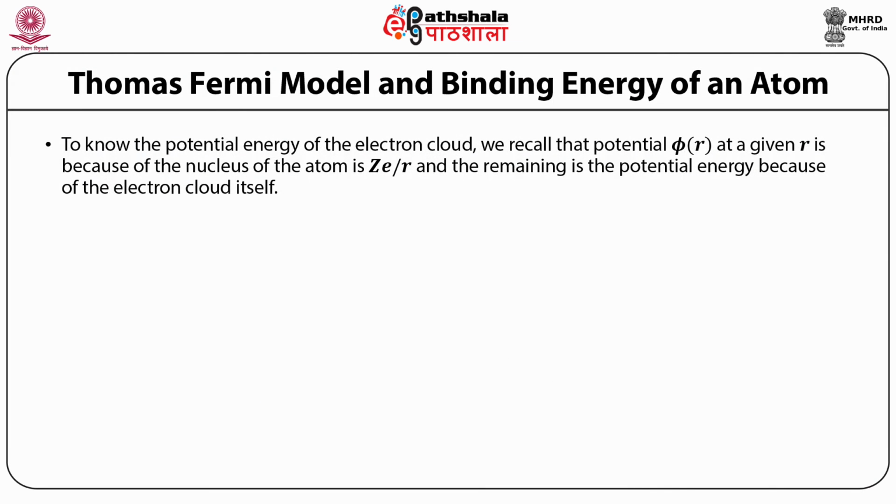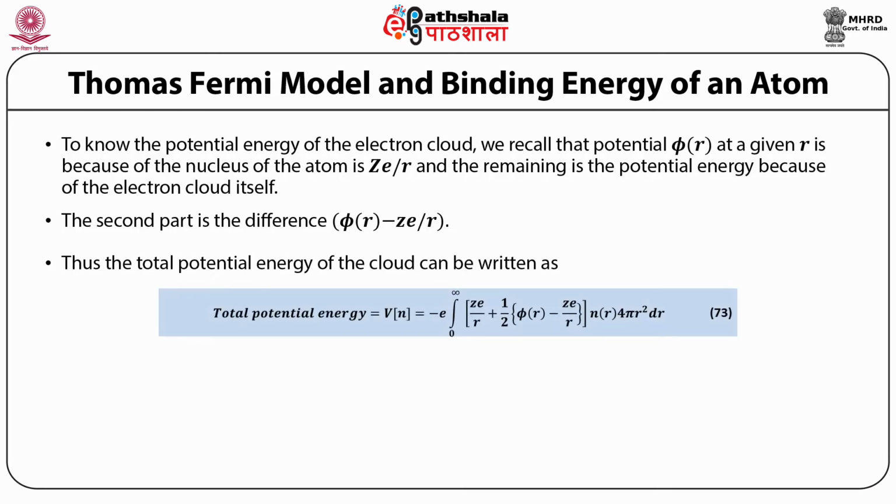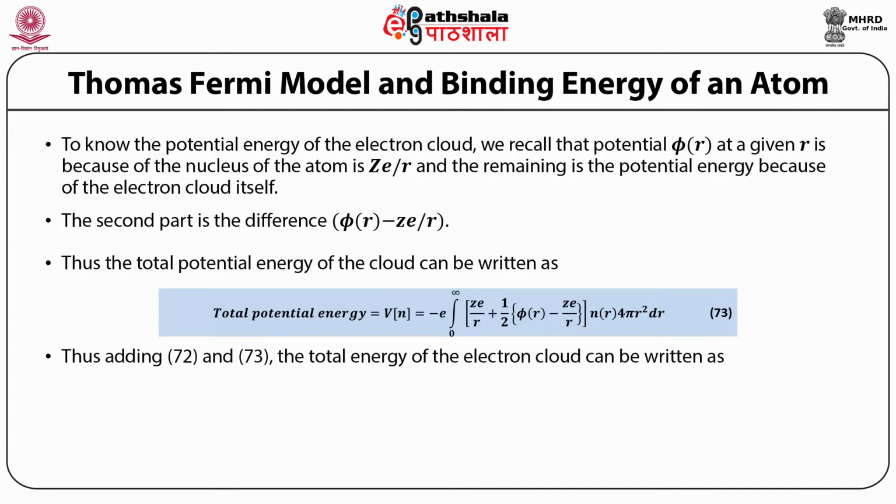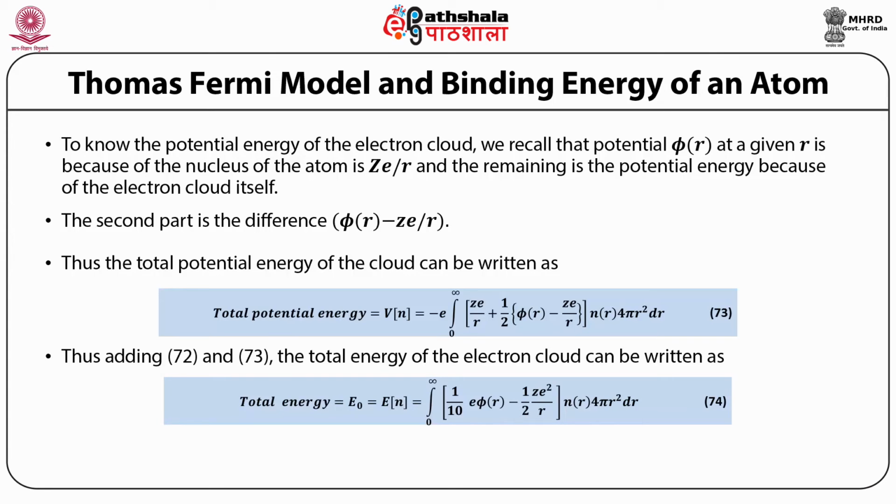To know the potential energy of the electron cloud, we recall that the potential phi(r) at a given r is because of the nucleus of the atom, which is Ze/r, and the remaining is the potential energy because of the electron cloud itself. The second part is the difference, phi(r) minus Ze/r. Thus, the total potential energy, which is once again a functional of n, is equal to minus e times the integral from 0 to infinity of [Ze/r plus half (phi(r) minus Ze/r)] n(r) 4πr² dr. Thus, using 72 and 73, the total energy of the electron cloud can be written as a functional of density, E[n], which is equal to the integral from 0 to infinity of [1/10 e phi(r) minus half Ze²/r] n(r) 4πr² dr.